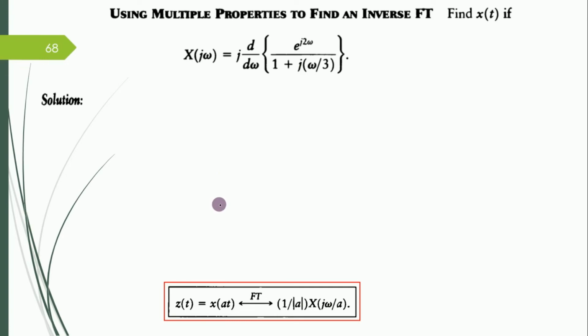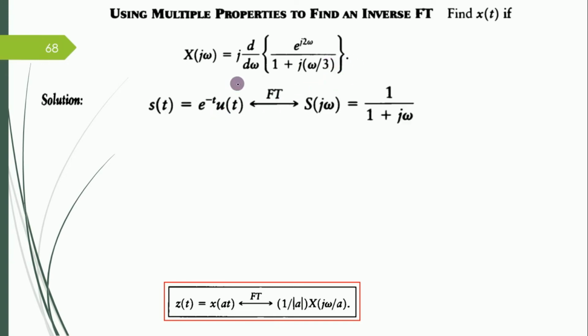We have a lot of equations. Let me simplify it. Let me take s of t as e raised to minus t u of t. Its FT pair is 1 divided by 1 plus j omega. This is a standard form. We already know it.